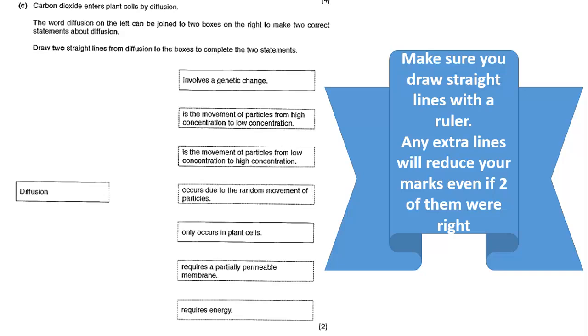The word diffusion on the left can be joined only by two boxes. Make sure that you draw straight lines. When he says straight lines, this means that you must use a ruler and preferably a pencil. And also, two straight lines mean two straight lines. This means only two. If you add more than two, you will lose marks even if two of them are already correct. So diffusion is the movement of particles from high to low concentration.